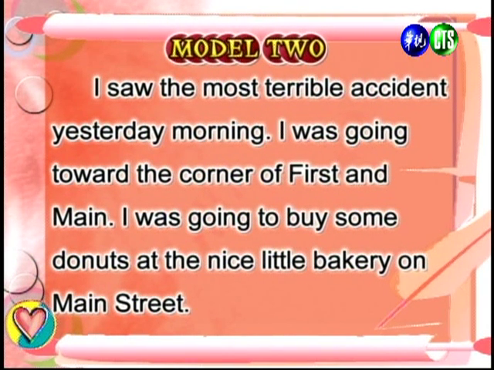I saw the most terrible accident yesterday morning. I was going towards the corner of First and Main. I was going to buy some donuts at the nice little bakery on Main Street.